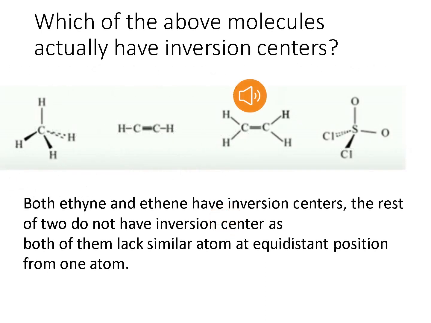Here are four types of molecules, and we decide which have an inversion center. We have already known that methane does not have an inversion center, while the ethane molecule has a center of inversion. Both ethane and ethyne have an inversion center, while the other two molecules do not, because both of them lack a similar atom at the equidistant position from one atom.